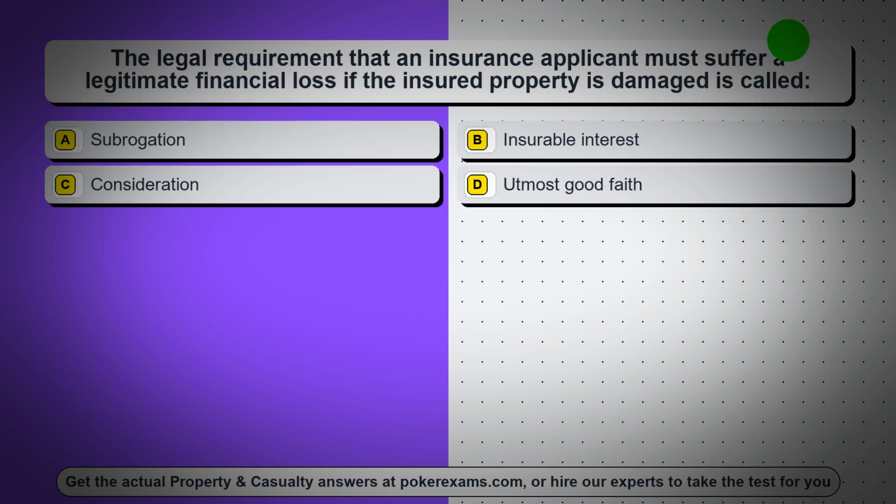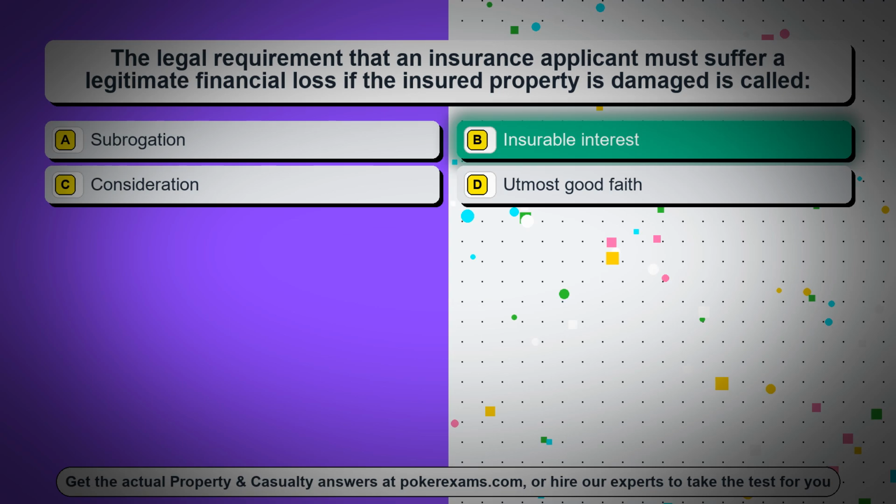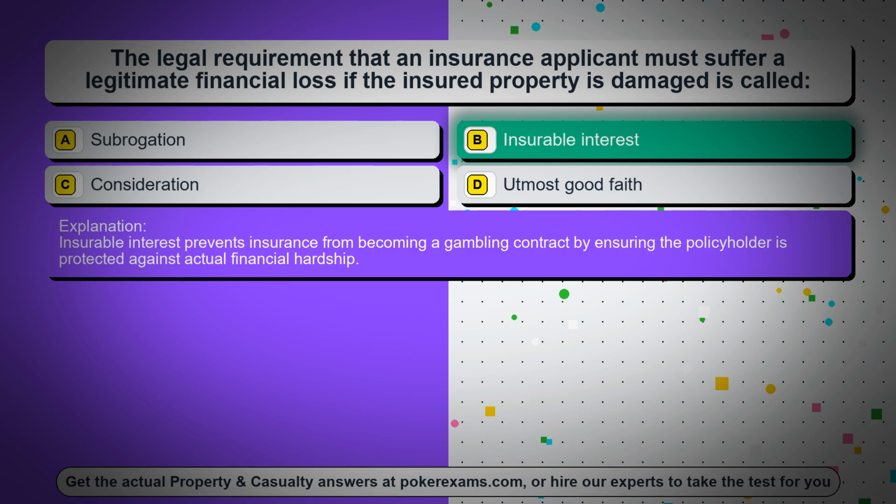Question 73. The legal requirement that an insurance applicant must suffer a legitimate financial loss if the insured property is damaged is called: Option A, subrogation. Option B, insurable interest. Option C, consideration. Option D, utmost good faith. The correct answer is option B, insurable interest. Insurable interest prevents insurance from becoming a gambling contract by ensuring the policyholder is protected against actual financial hardship.